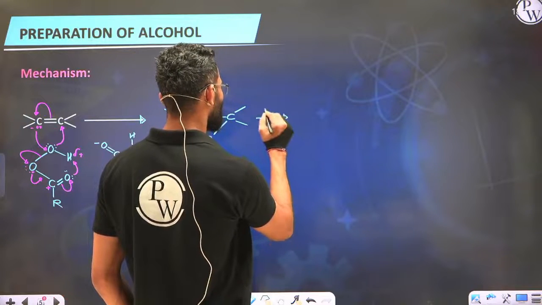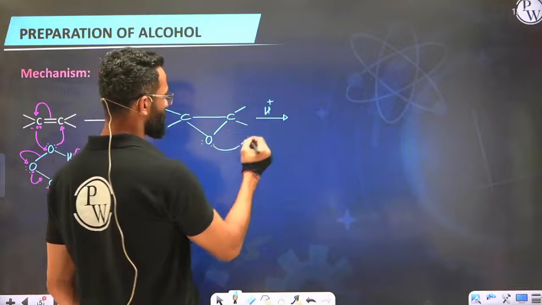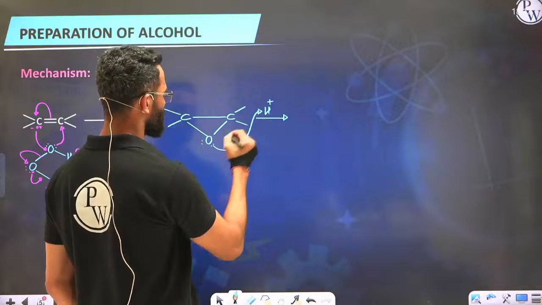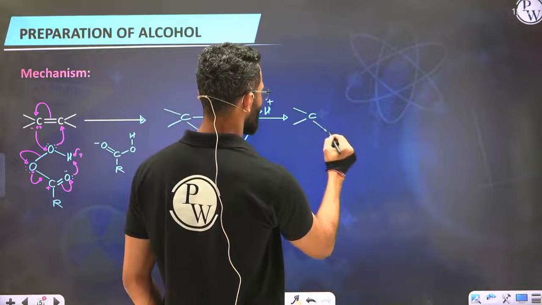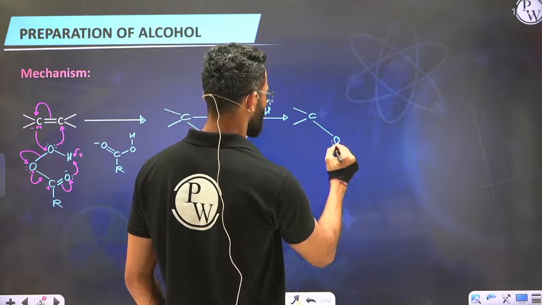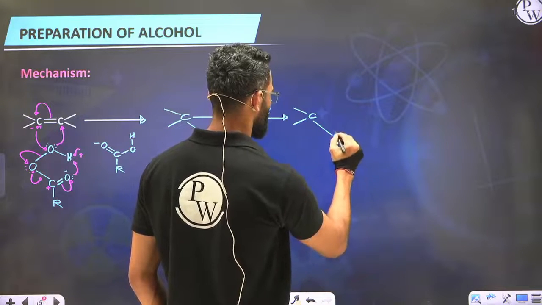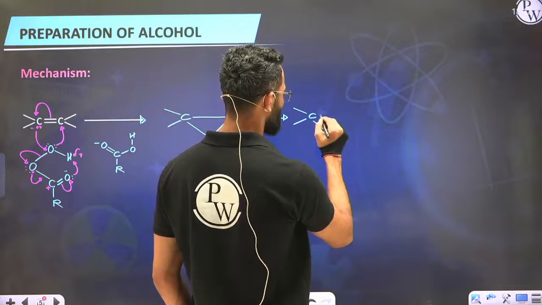Now when you talk about acid hydrolysis, look, in acidic conditions, since O is electron rich, it will attack H plus and will undergo protonation. So upon protonation, now this has become OH plus.